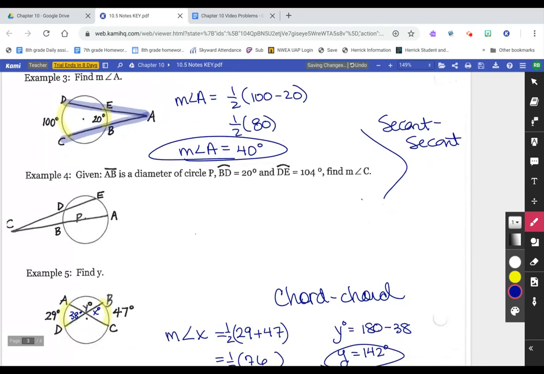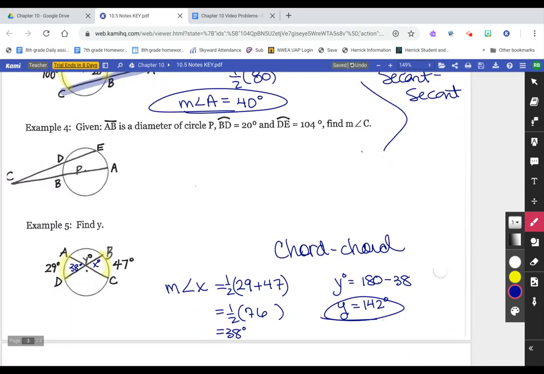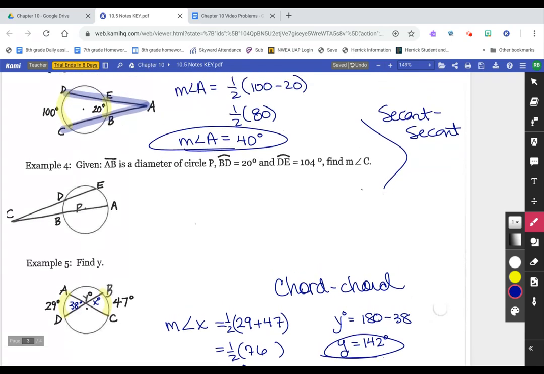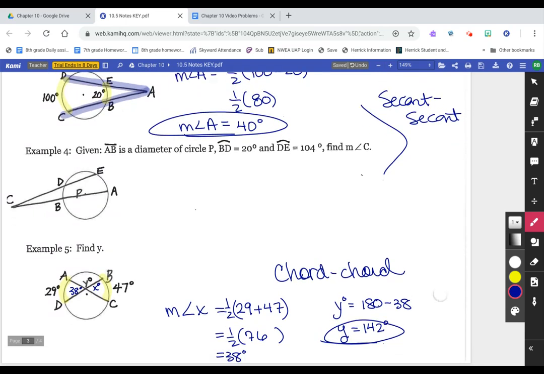So for chord-chord, we add and then take half. And for secant-secant, we subtract and take half.